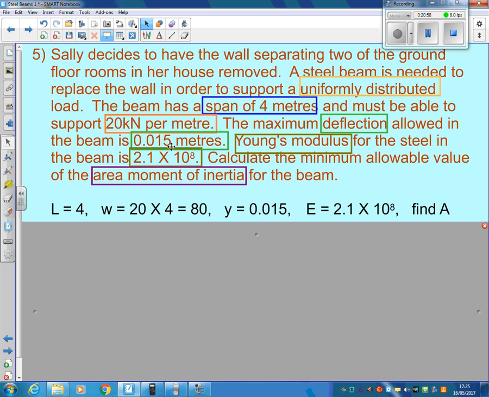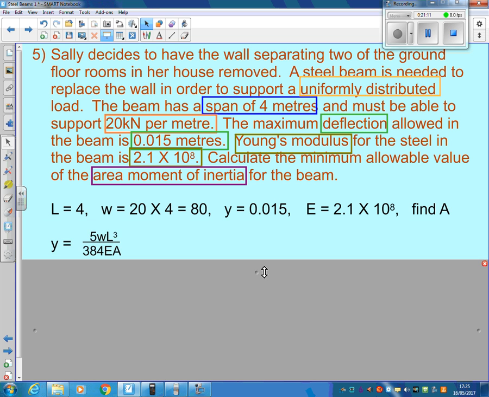We're told the deflection is 0.015. We're told that Young's modulus is 2.1 times 10 to the 8, and we're asked to find A. It's saying calculate the area moment of inertia. So we just find the right equation. It is saying uniformly distributed. That is the equation for uniformly distributed. You've got to take the right equation from the data sheet.